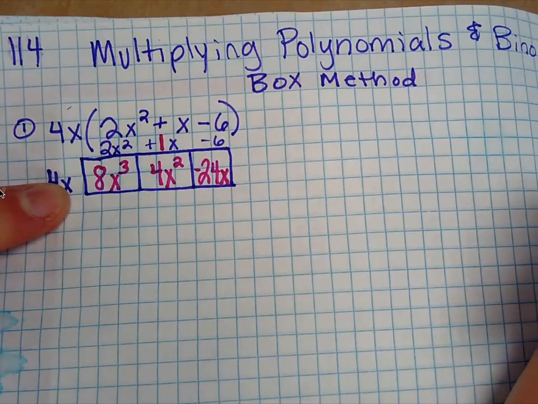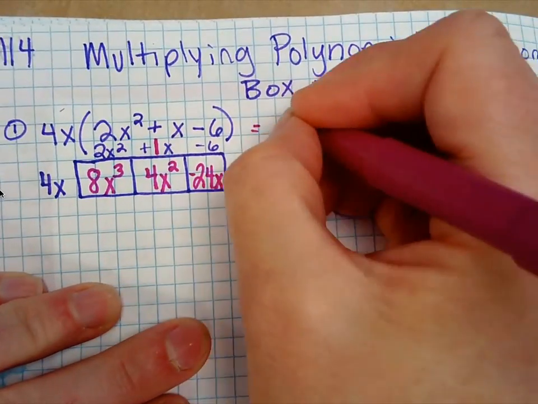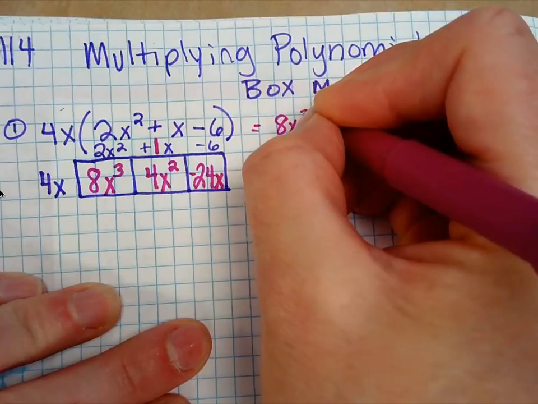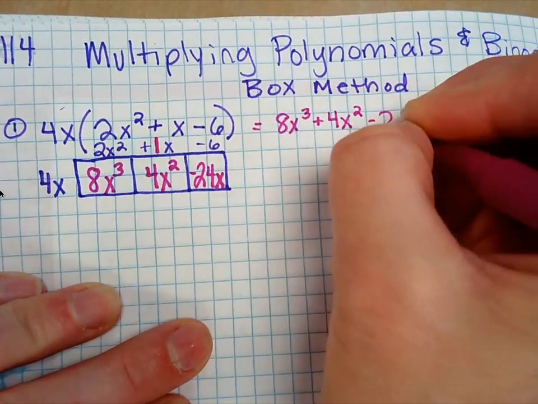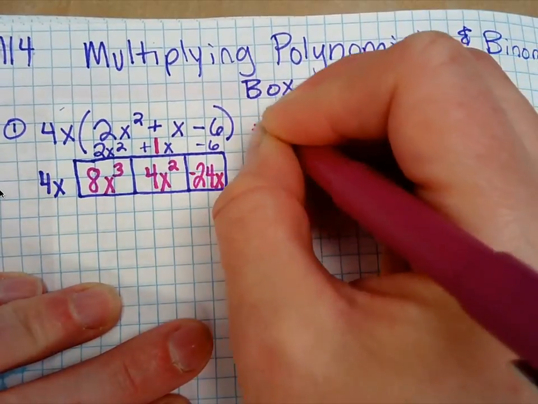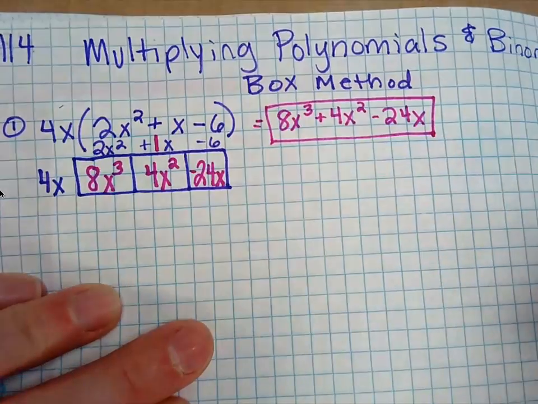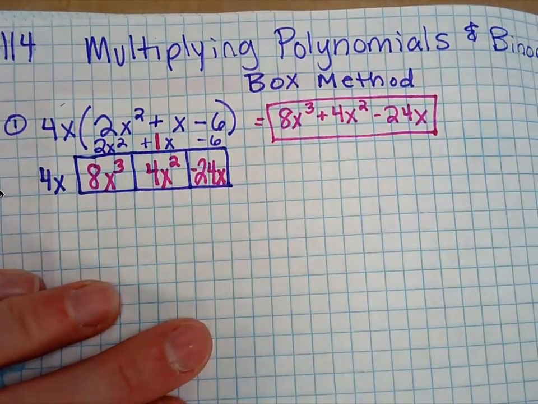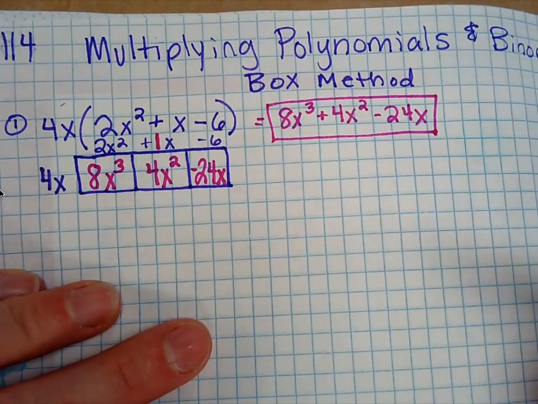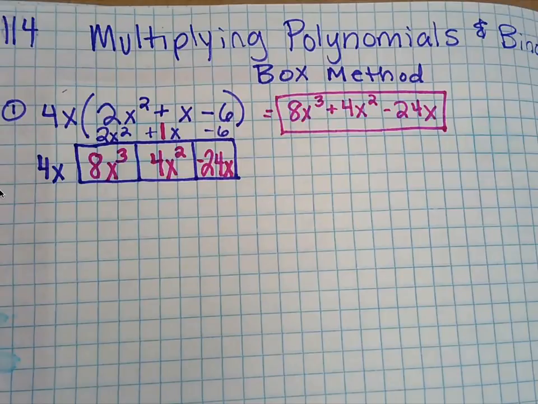That's easy. So we just write this as 8x cubed plus 4x squared minus 24x. There's nothing to combine. We didn't have any like terms. Remember, a like term has the same variable and exponent. So that's it on that one.